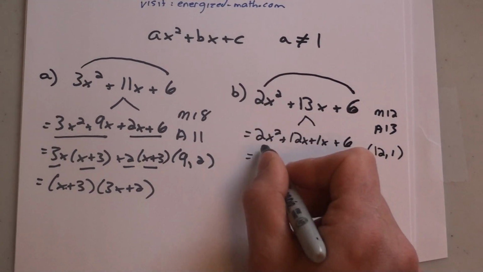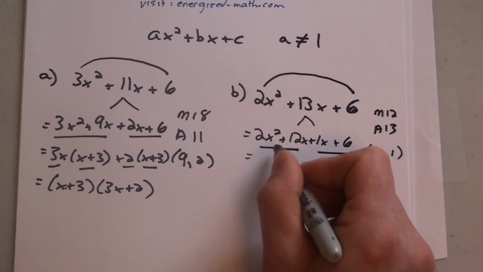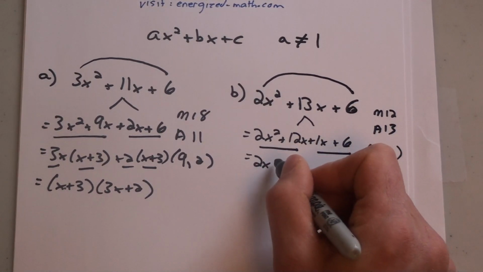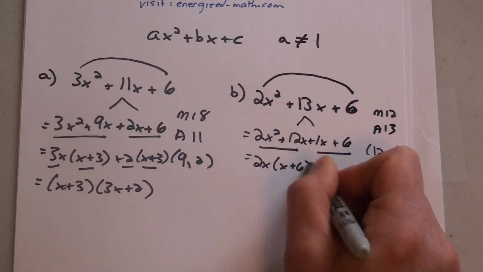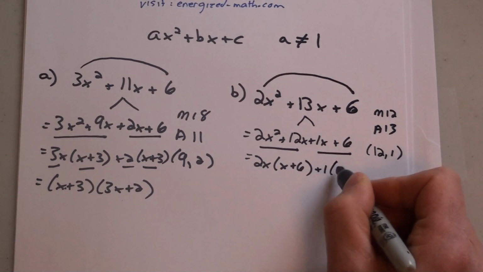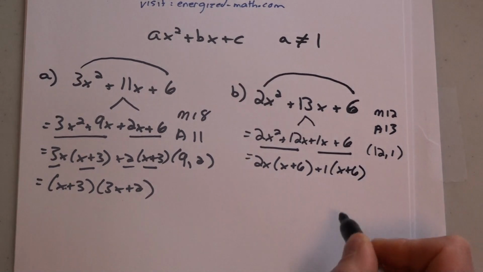Then again, I'm going to look at my first half and look at my second half. What can I take out from my first half? I can take out a 2x from the first two terms. And then I'll be left with just an x plus 6. What can I take out from the second two? The only thing I can take out is a 1. And then I'll be left with an x plus 6 again.